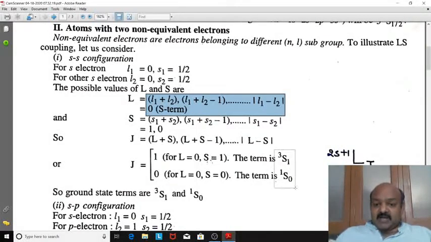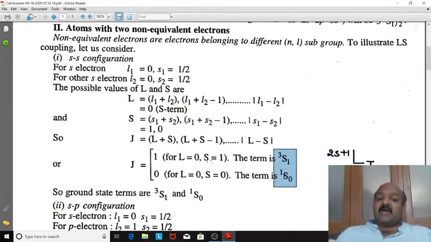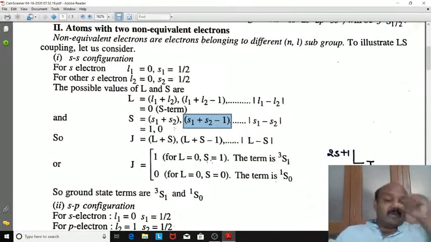So we look at the answer here. Both the terms are S term. Why do we get 2 different terms? This we'll see. It will be due to the spins. So capital S is equal to S1 plus S2, go on decreasing subsequently by 1. So half plus half is 1. Then half plus half minus 1 will be 0. So we have 2 values, 1 and 0. Negative values are not allowed.